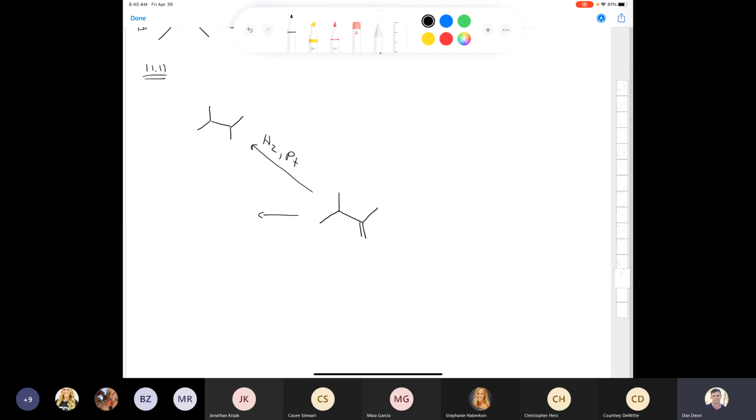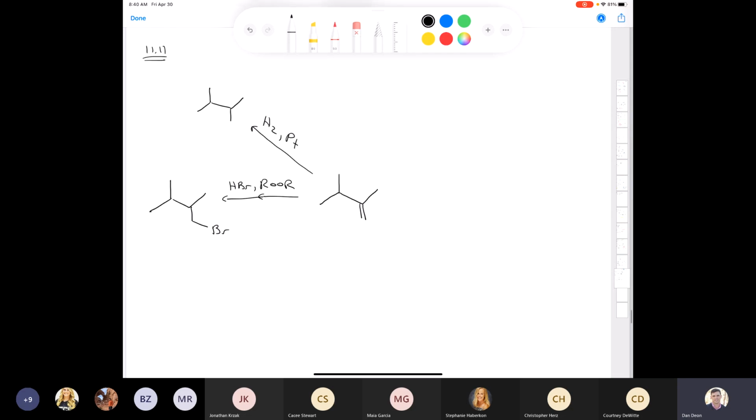Anyhow, let's see. What if we wanted to do an anti-Markovnikov addition of bromine across that double bond? Well, in that case, we would use hydrogen bromide and peroxides, right? That's the anti-Markovnikov addition of bromine across that double bond.